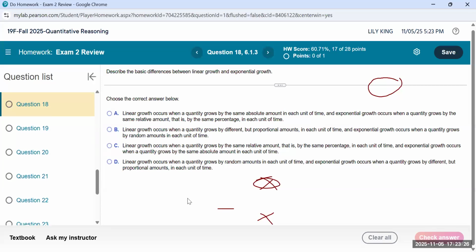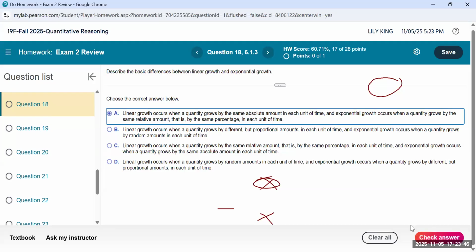Now describe the basic differences between linear growth and exponential growth. Now for linear growth, your absolute change stays the same from time period to time period, whereas with exponential growth, your relative change stays the same from time period to time period. So the correct answer choice is A.